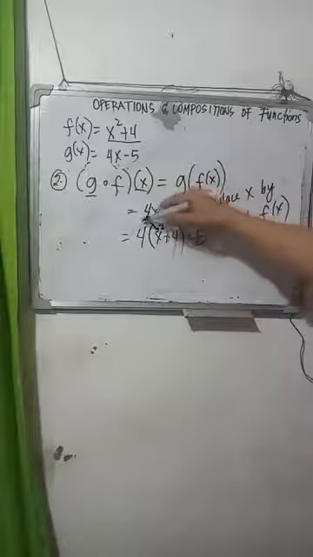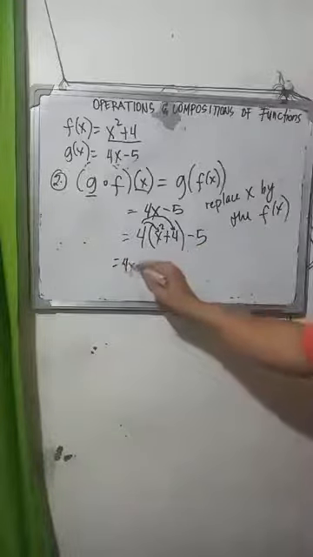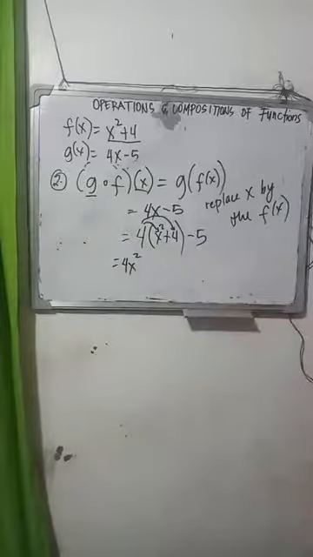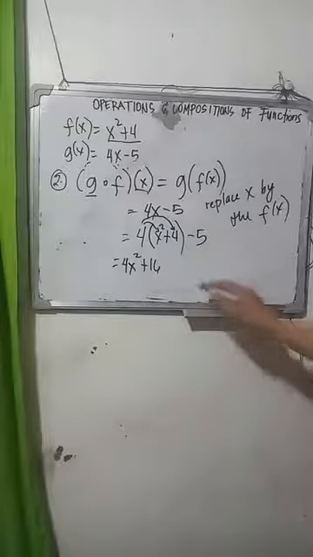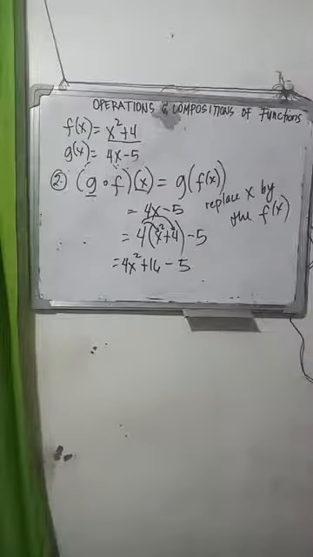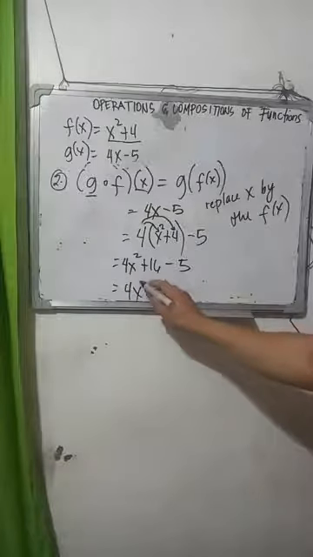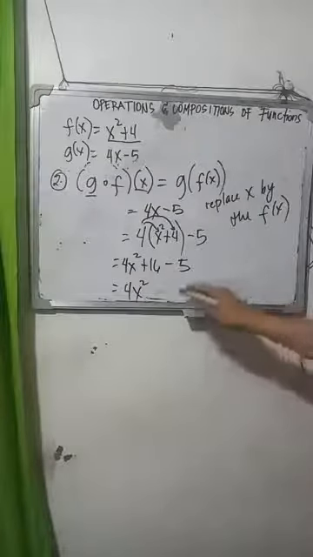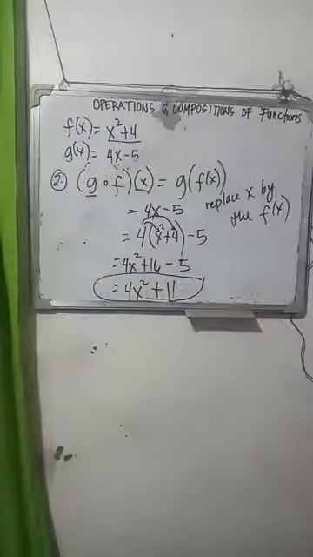Next, distribute positive 4 to each term. So 4 times x squared, that is 4x squared. Then 4 times 4, that is 16 minus 5. Then combine like terms. So 4x squared, 16 minus 5, that is positive 11. So ito na yung sagot natin: 4x squared plus 11. So that is g composed of f times x.